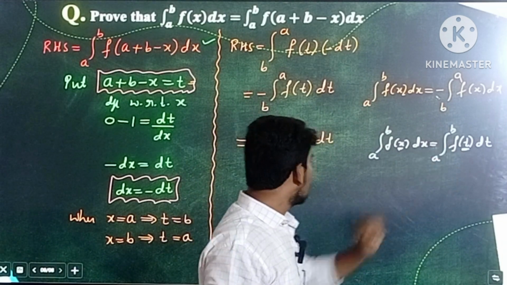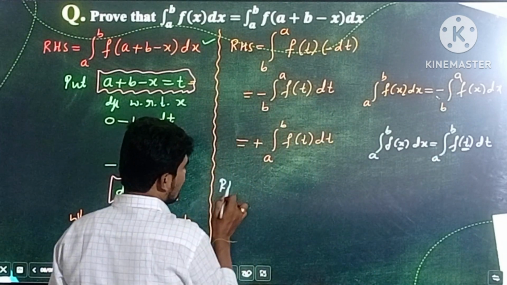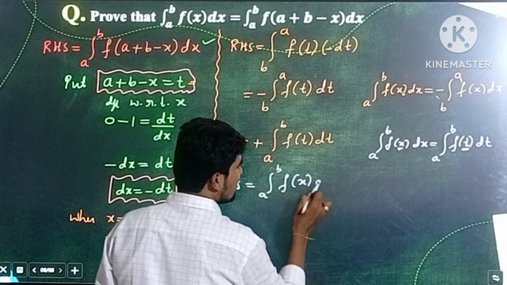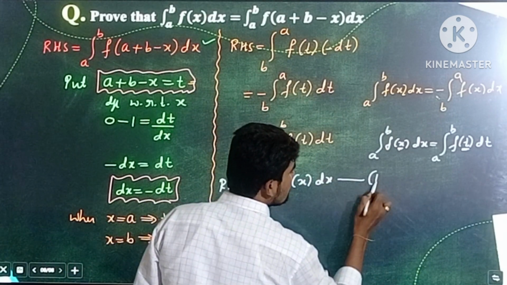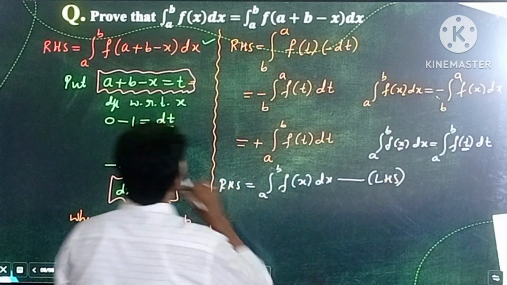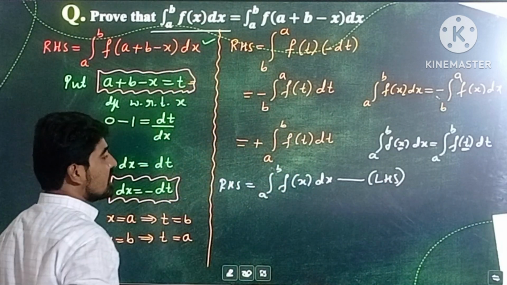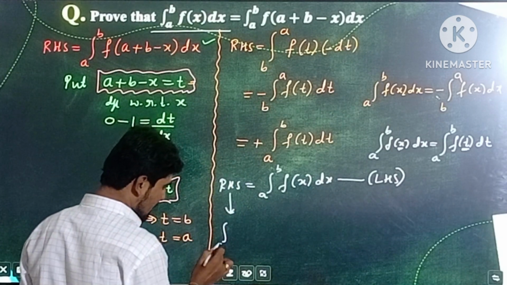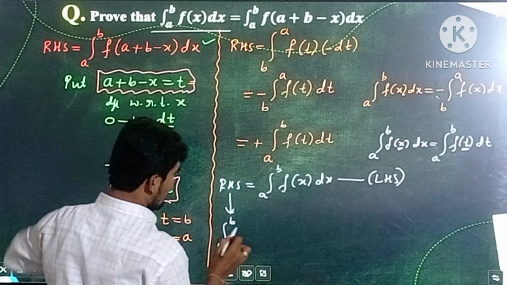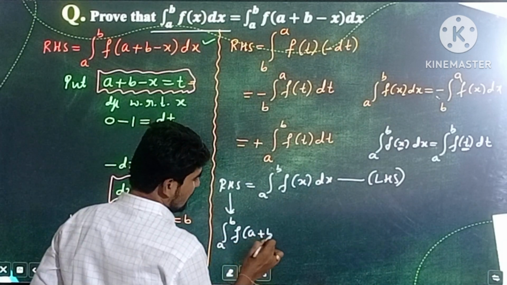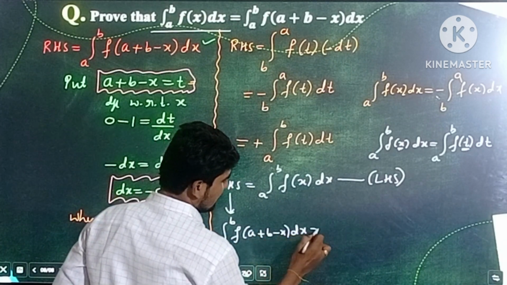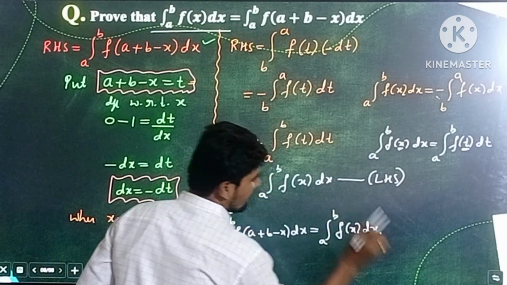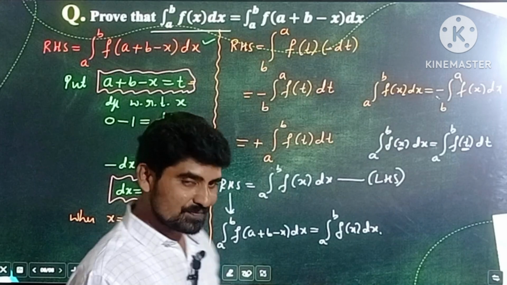Therefore, by using this property, RHS can be written as integration from a to b f of x dx. And observe here, this is your required LHS. That is integration from a to b f(x) dx. So finally we proved RHS. What is that RHS? Integration from a to b f of a plus b minus x dx is equal to integration from a to b of f(x) dx. I hope all of you understood.